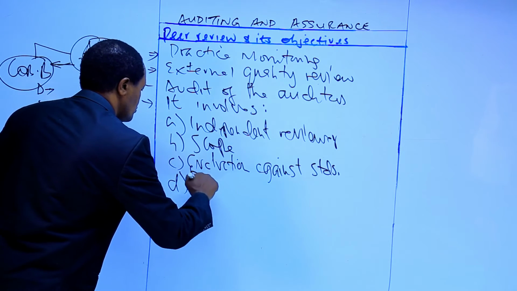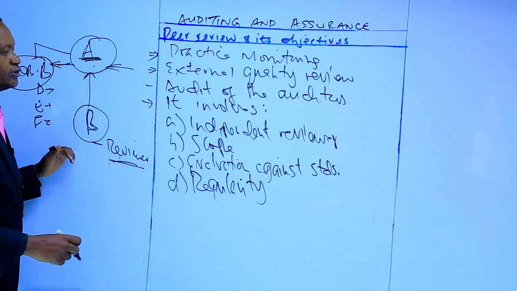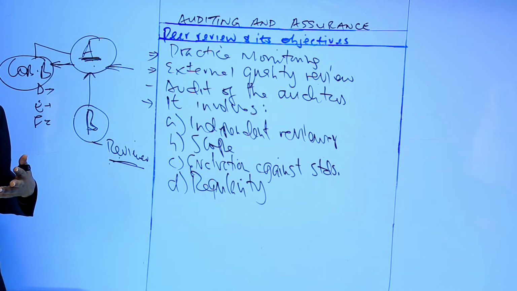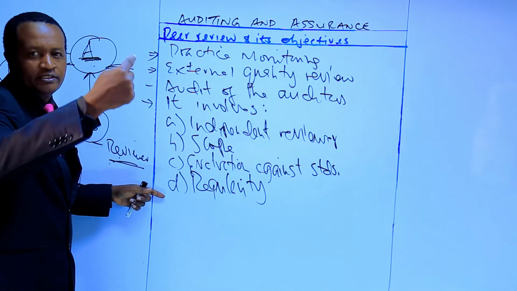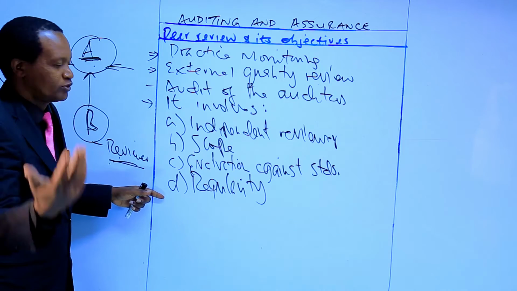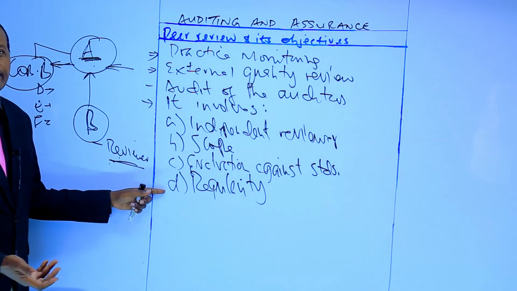Fourth, regularity. A peer review will also involve what we call regularity. Peer reviews are typically conducted on a cyclical basis, often every 3 years as mandated by professional bodies. It has to be conducted regularly.